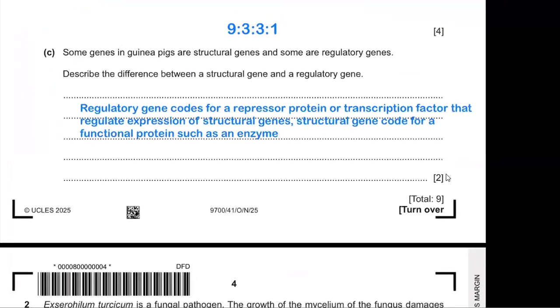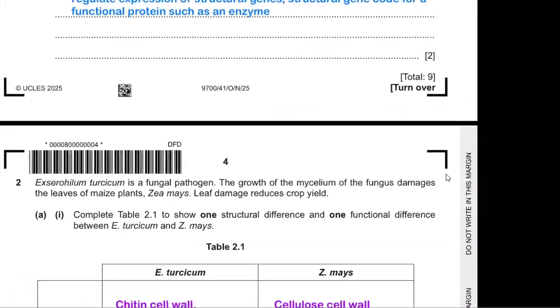Some genes in the guinea pigs are structural genes, some are regulatory genes. Which ones are structural genes? Structural genes we know are the ones that add a functional protein to the cell, and regulatory genes are the ones that control the transcription or expression of another gene. So a regulatory gene codes for the repressor protein or a transcription factor. Using either of these, the regulatory gene will regulate the expression of the structural gene, and the structural gene will then code for the functional protein such as an enzyme.